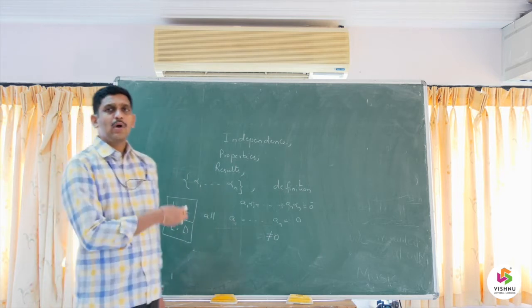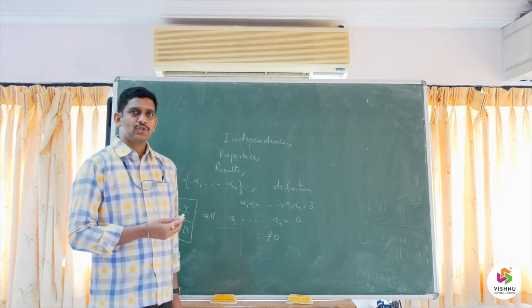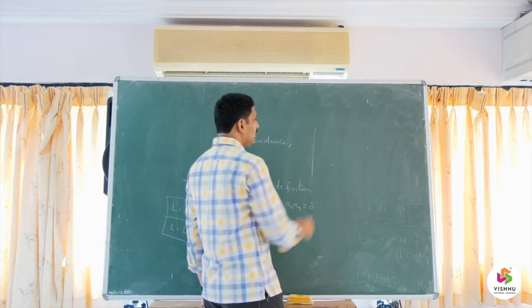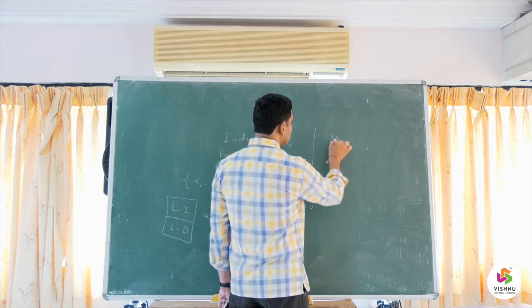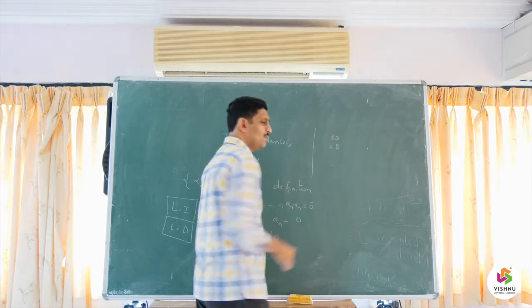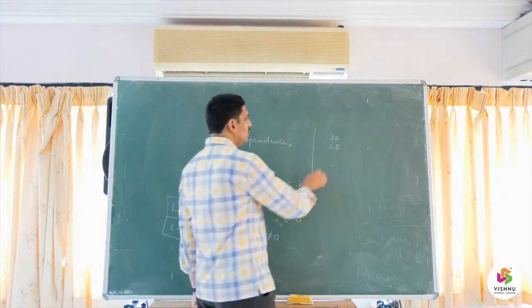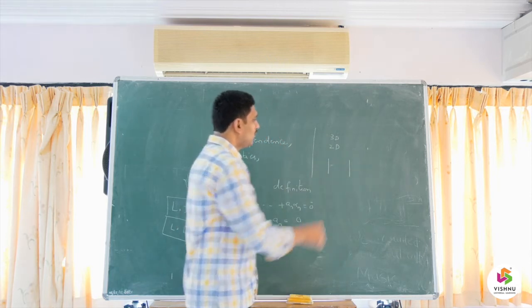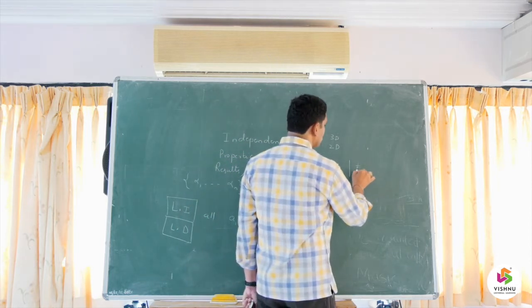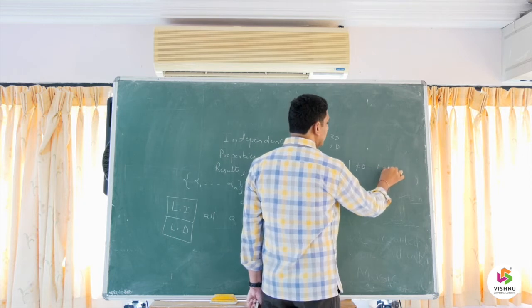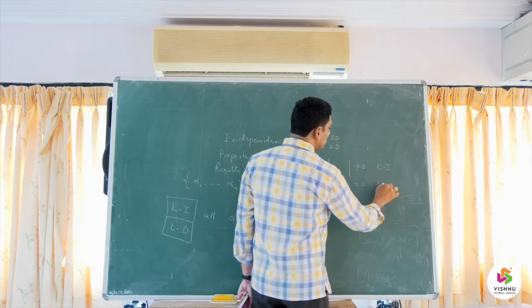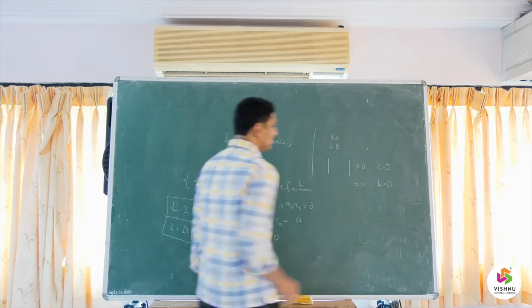However, apart from the definition approach, we have another interesting approach. Whenever you have 3-dimensional vectors or 2-dimensional vectors especially, we will calculate the determinant for them. If the determinant is not equal to 0, we say that they are linearly independent. If the determinant is equal to 0, then we say that they are linearly dependent.